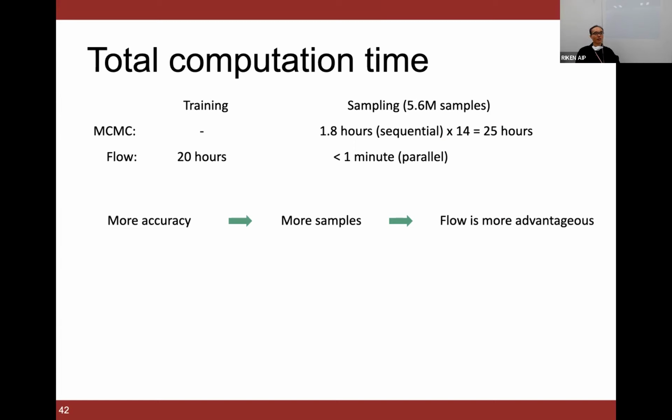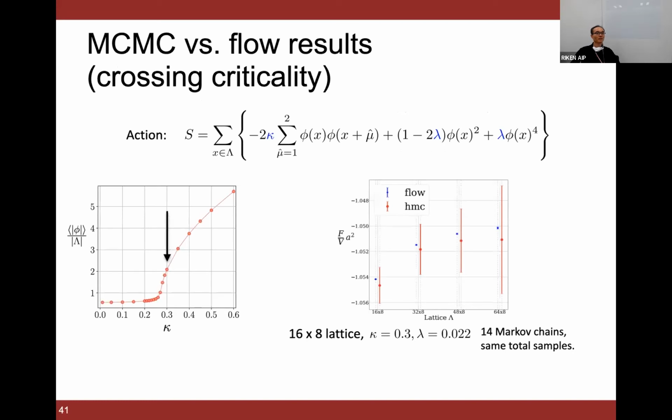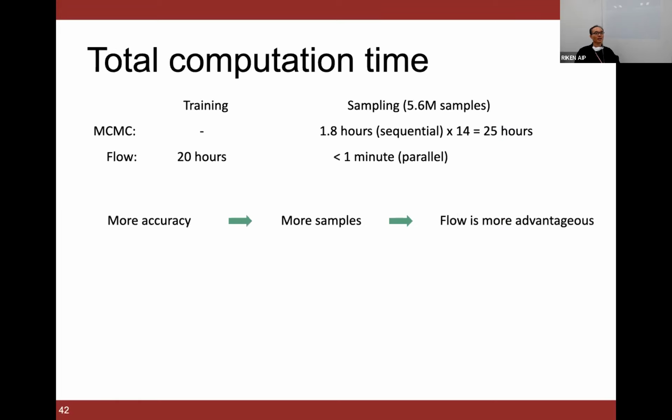On the other hand, in our approach we have to train the deep generative model, the normalizing flow, which took 20 hours. But the sampling is very fast, less than 1 minute. So in this experiment, we somehow chose a situation where our method is a bit faster and more accurate. But because sampling from the normalizing flow is very fast, our approach is good when more accuracy is necessary, because we can easily increase the number of samples. Then the training time is less dominant, and our approach is more advantageous.